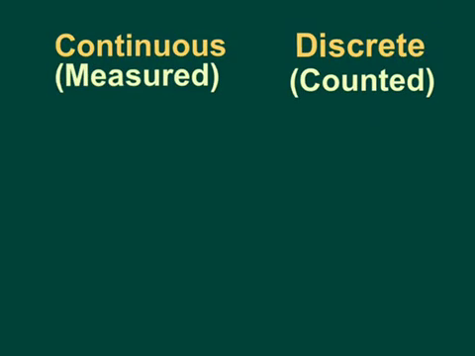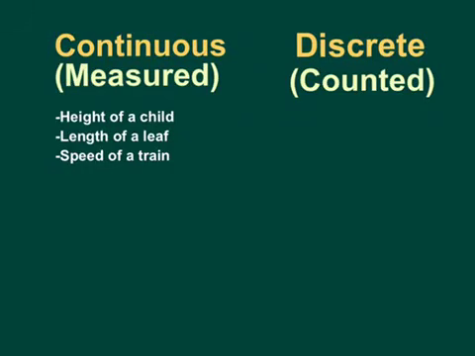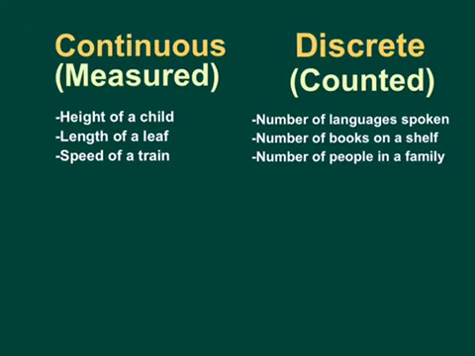Let's take a look at a couple more examples for continuous and discrete data. Like we mentioned earlier, continuous data can be measured, like the height of a child, or the length of a leaf, or the speed of a train. These measurable things can all fall on a continuous interval. Some examples of discrete data include the number of languages that somebody speaks, the number of books on a bookshelf, or the number of people in a family, all of which can be counted.